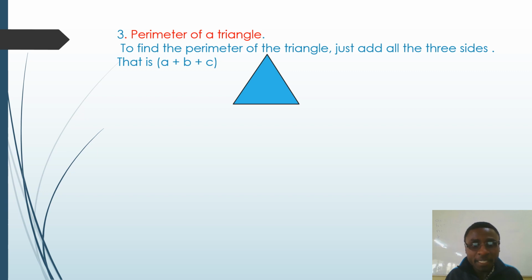Okay, perimeter of a triangle. We have various types of triangles, such as a right angle triangle, a scalene triangle, equilateral triangle, and isosceles triangle. To find the perimeter of these triangles, we just add all the three sides. For example, the sides might be A, B, and C. So we take A plus B plus C to get the perimeter of the triangle.